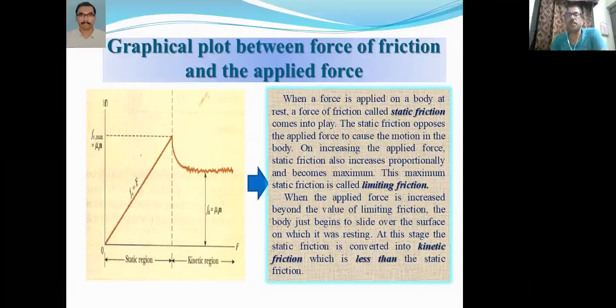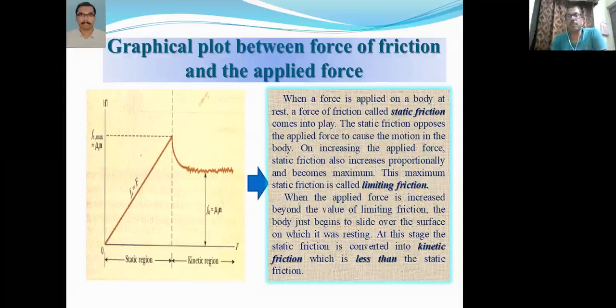friction comes into play. The static friction opposes the applied force that tries to cause the motion of the body. On increasing the applied force, static friction also increases proportionately and becomes maximum. This maximum static friction is called limiting friction. Up to this point, static friction is directly proportional to the applied force.